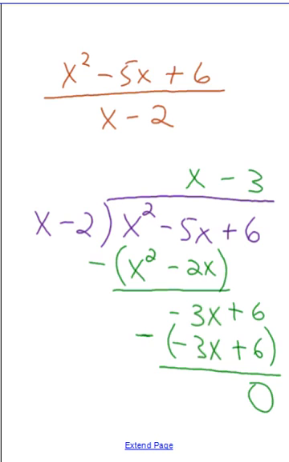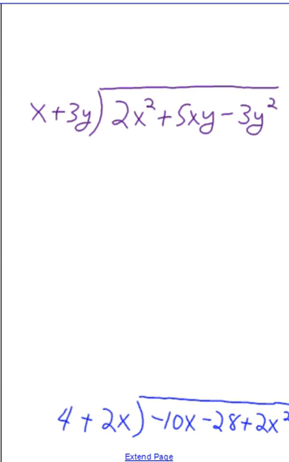Next one. All right, so a little harder now. Now I've got two variables involved. So 2x squared plus 5xy minus 3y squared, all divided by x plus 3y. I'm still not ready to set you free. I think this one is a brand new scenario, because each of these is a little bit different.